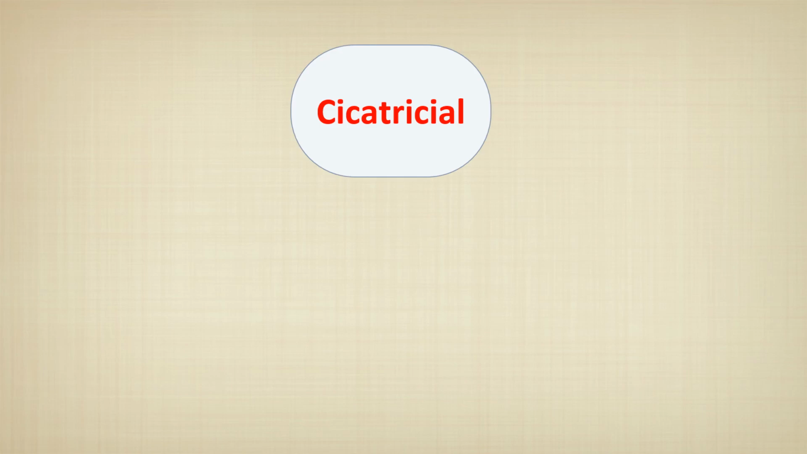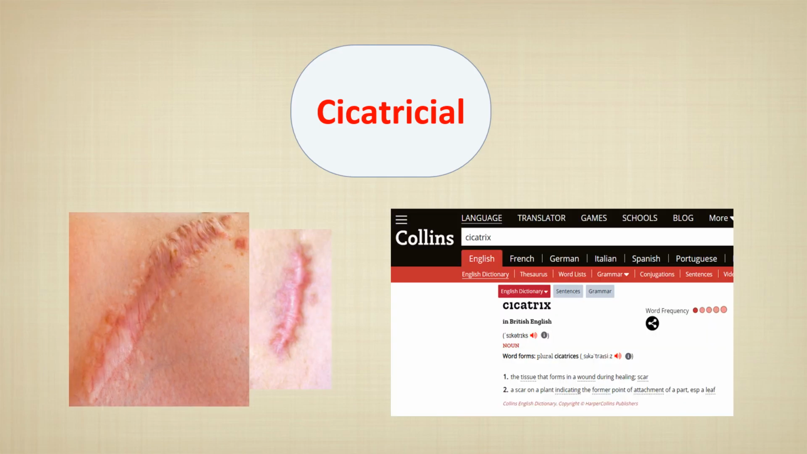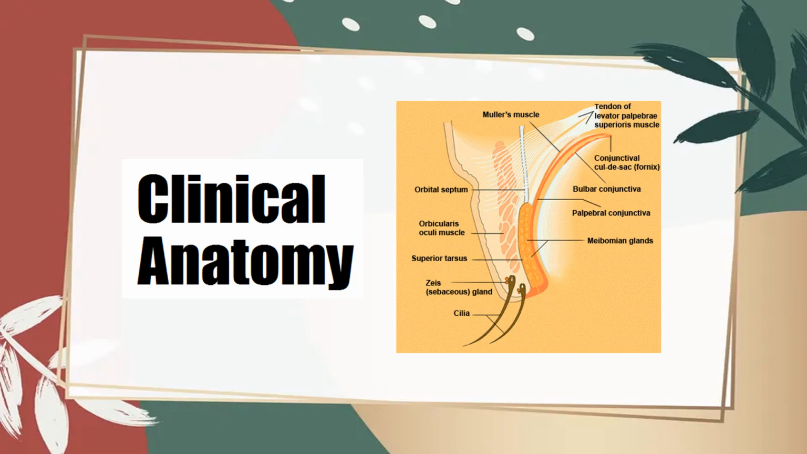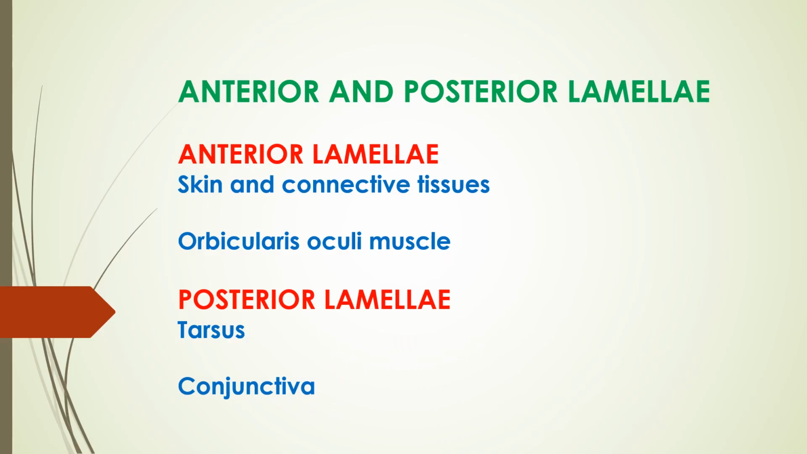The cicatricial variety is related to the formation of a cicatrix or a scar. When we go back to basics, the eyelid is functionally or clinically divided into anterior and posterior lamellae. The anterior lamella is composed of skin and connective tissue plus orbicularis oculi muscle. The posterior lamella is composed of tarsus and palpebral conjunctiva.